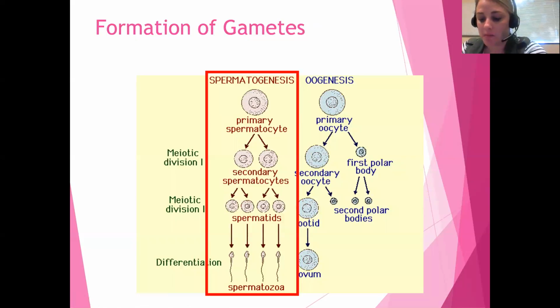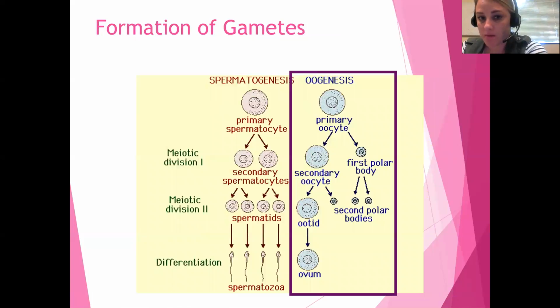Every cell in your body goes through a differentiation process. In this case, to form sperm, it's called spermatogenesis. To form an egg cell, it's going to go through oogenesis. So you have your primary cell. It's then going to divide into a secondary oocyte and a polar body. What you'll notice about the polar bodies is they're smaller. These are kind of useless cells. They're not going to turn into an egg, so they're actually just broken down and the materials are recycled back into the body. But they're not going to differentiate into an egg cell.